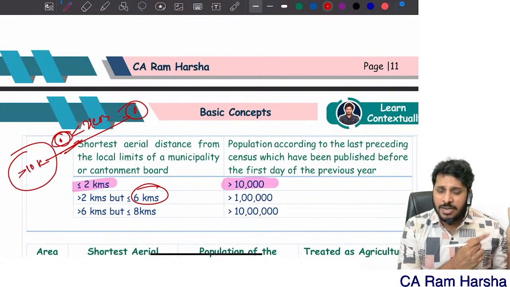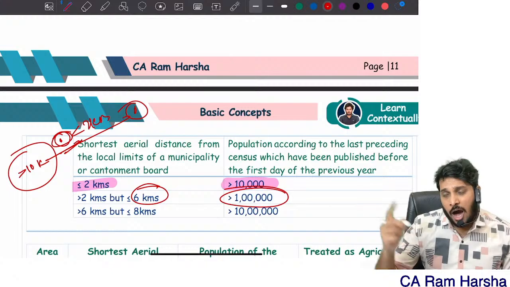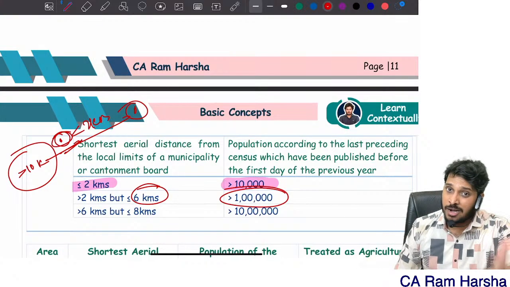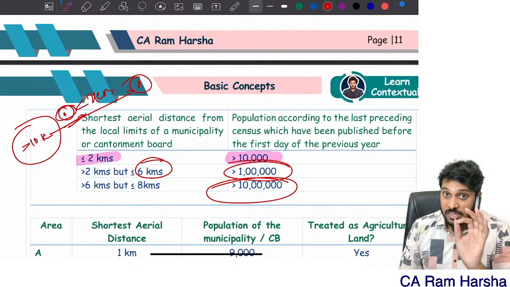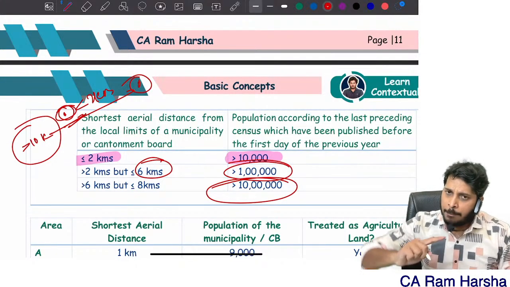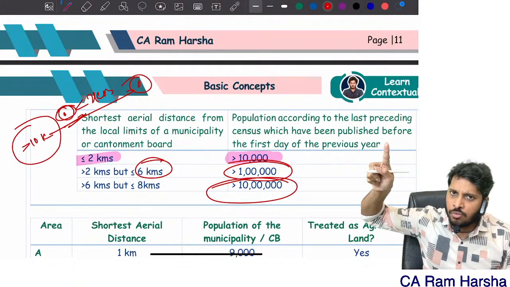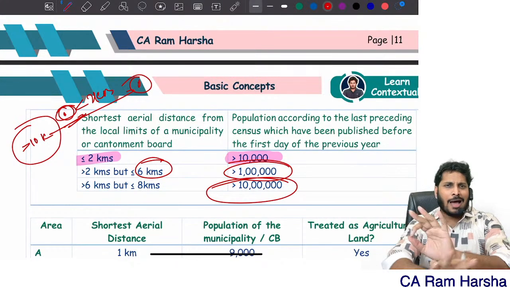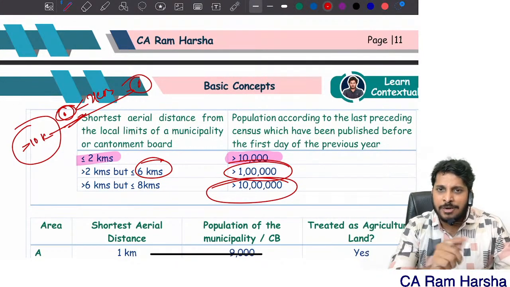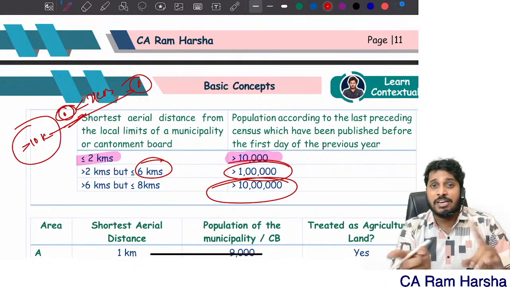Look at the town population. If the town population is more than 1 lakh, up to 6 kilometers, any land there is urban land. Simple. If the town population is more than 10 lakh, up to 8 kilometers from the limits of the town, any land there is urban agricultural land. As simple as that. Repeat the video if you have any other doubt.